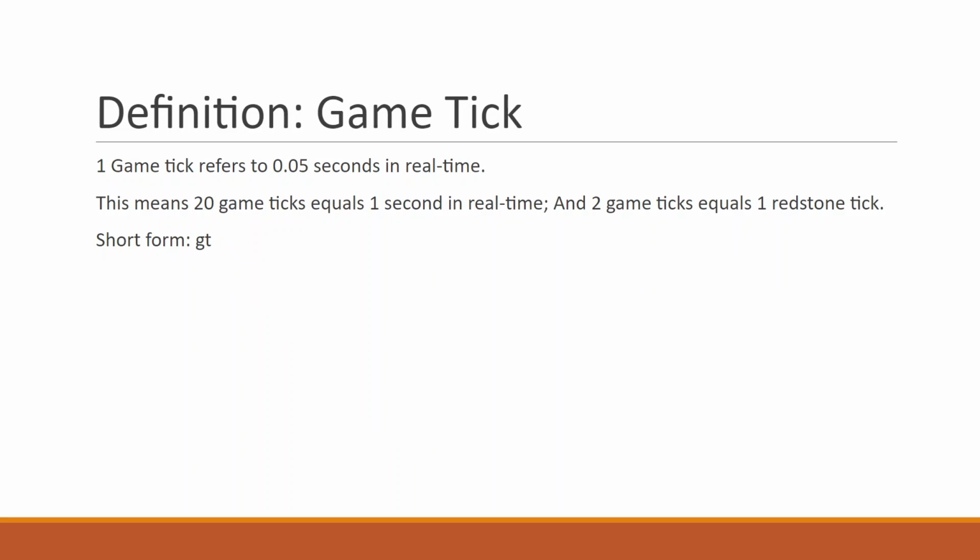So yeah. Now we come across game tick. One game tick refers to 0.05 seconds in real time. This means 20 game ticks is equivalent to 1 second in real time. This also means that 2 game ticks is equivalent to 1 redstone tick. And the short form is just GT, although I would still pronounce it as game tick, obviously.